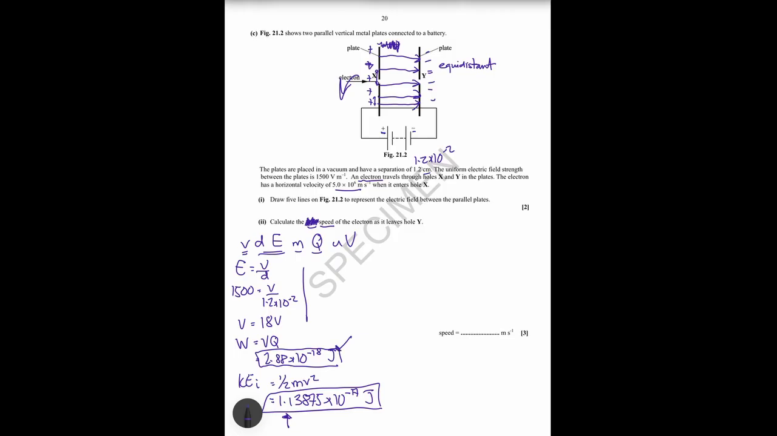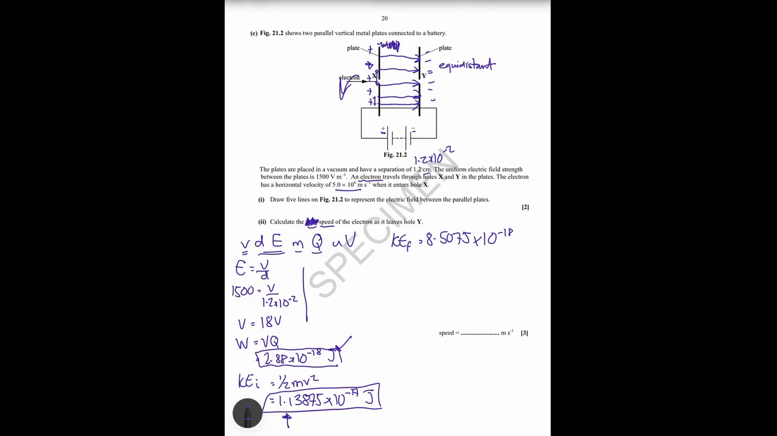So 1.13875 times 10 to the minus 17 minus the 2.88 that we've just worked out. And the energy that it's got at the end is going to be equal to 8.5075 times 10 to the minus 18. Well, now hopefully everyone's sitting there going, oh yeah, I know what to do now, even if you weren't too sure before.